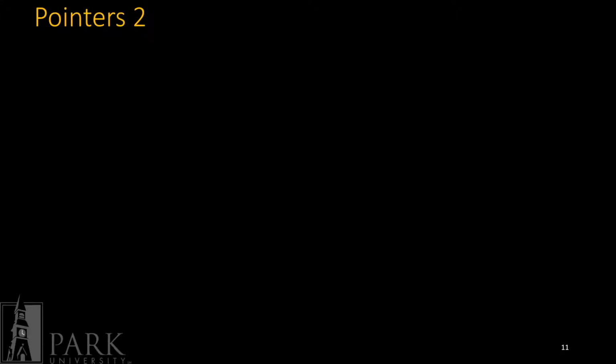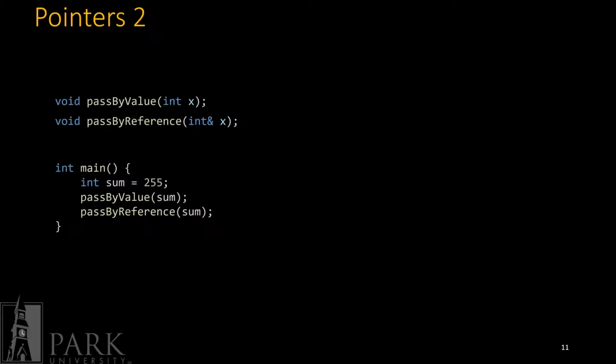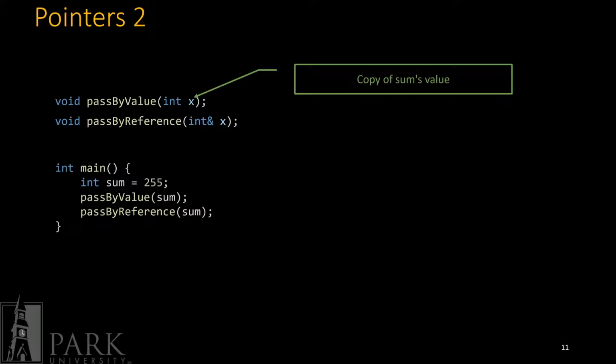So you might be asking yourself, okay, I get it. It's a variable that stores a memory address. But why would we want to use pointers in the first place? Well, remember pass by value and pass by reference parameters? For a pass by value parameter, a copy of the argument is sent to the function. Therefore, whatever you do in the function doesn't affect the original variable that you passed in.